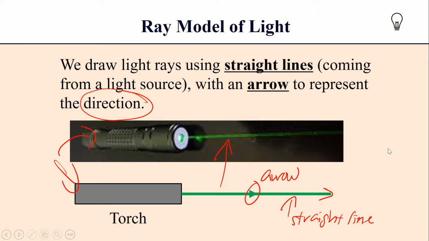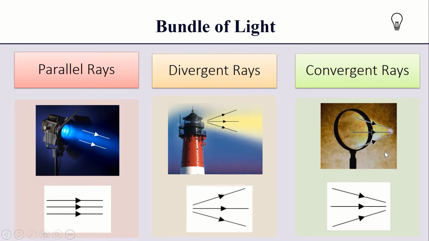So the arrow tells us the direction. The arrow is very important, especially when you move on to upper secondary physics. When we deal with light, many students tend to forget to draw this arrow. It gives us very important information, so please do not forget. Moving on, usually when we talk about light coming from an object or light source, such as the ceiling lights at home, or the sun, we usually say that it comes in a bundle.